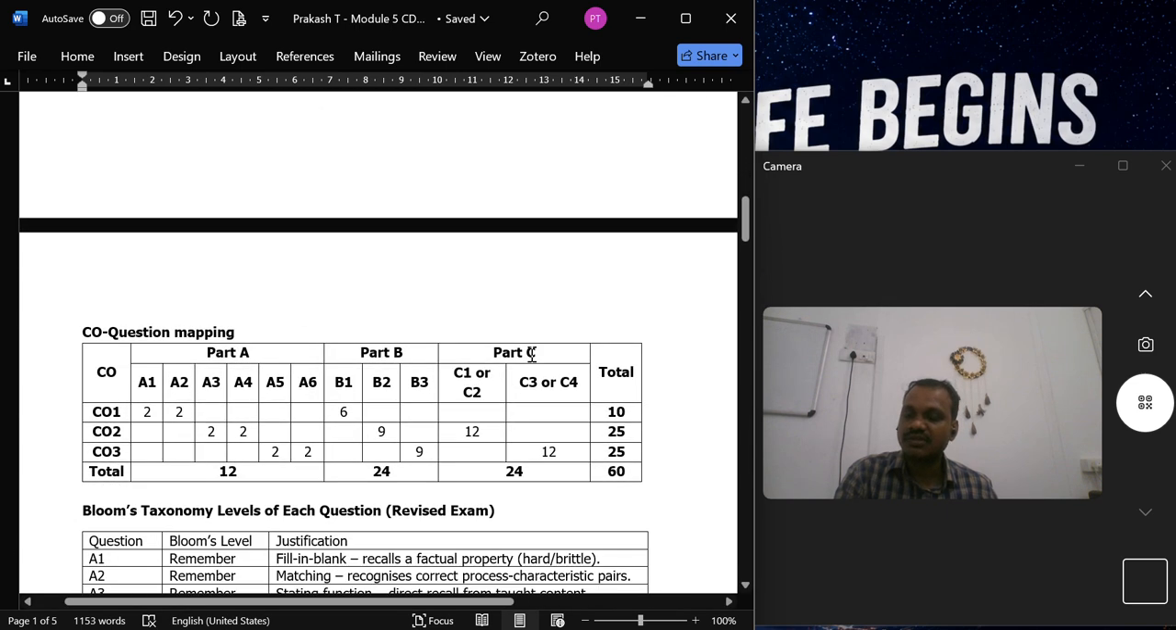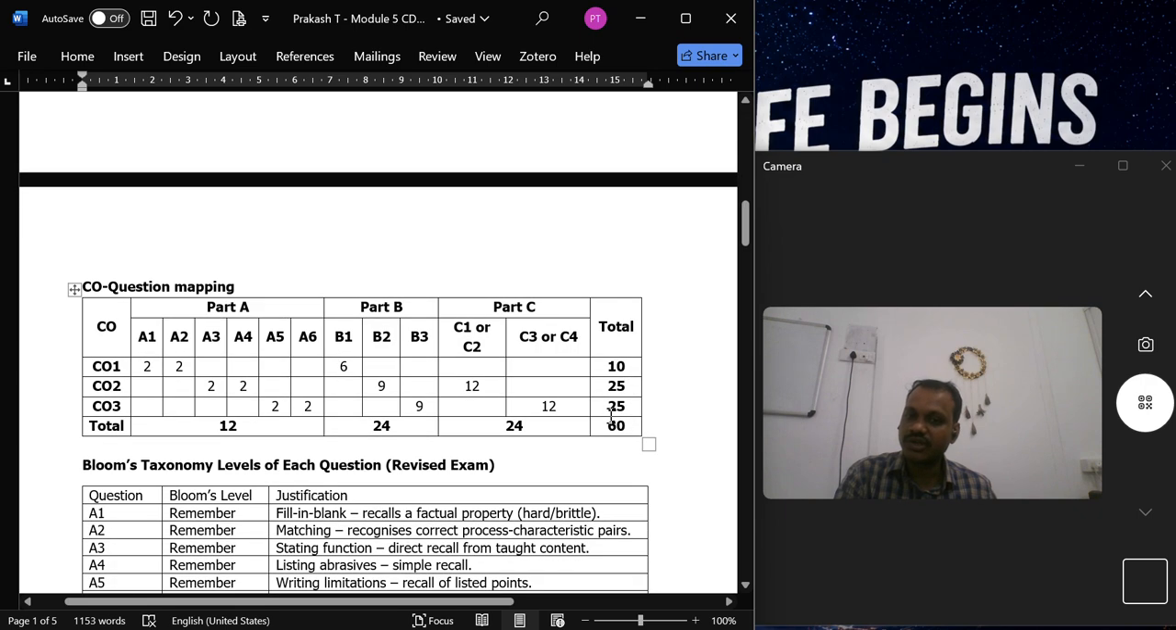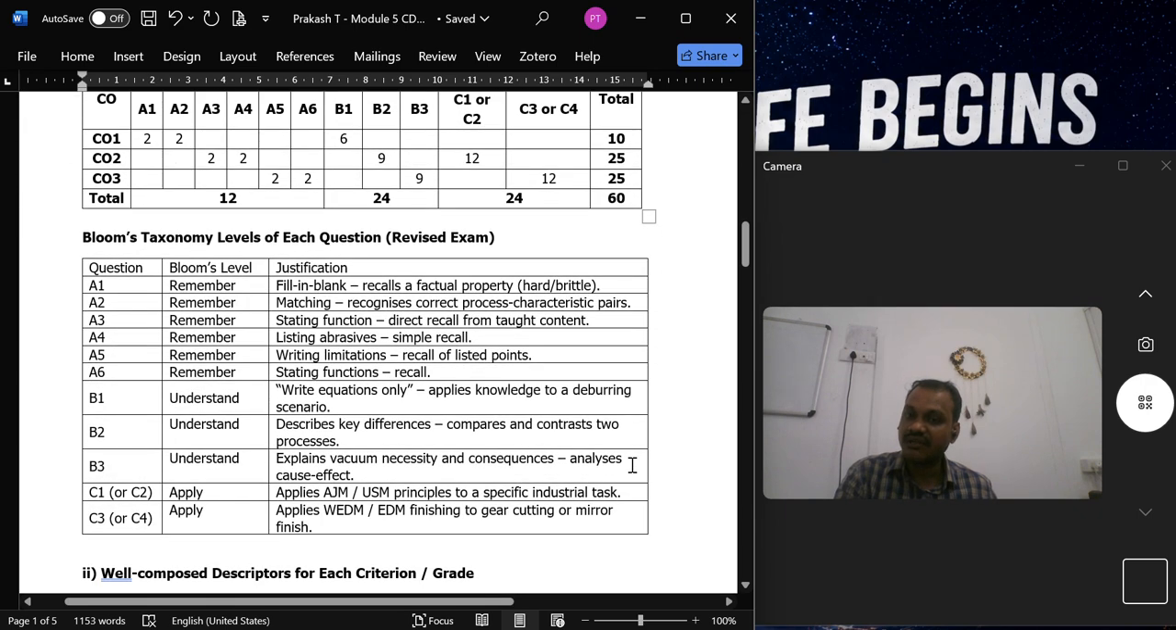For this question paper of 60 marks, it is allocated in three parts: Part A, Part B, Part C. Generally, Part A comes with the remember category, Part B comes with the understand category, and Part C comes with the apply level. Normally in our institution, we follow apply as an either-or choice, C1 or C2, or C3. This is the question-wise split-up of marks: CO1 carries 10, CO2 and CO3 carry 25 and 25, total is 60 marks. And this is my revised examination pattern.